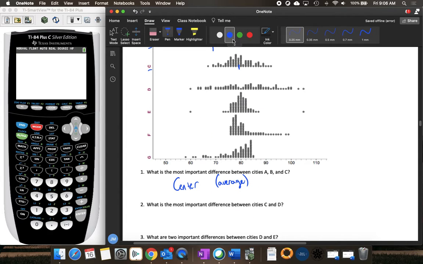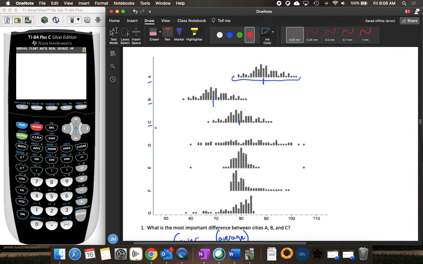Next, we want to talk about cities C and D. So what is the difference between what C looks like right here and what D looks like right here? Well, pretty clearly, they don't look the same. In fact, the center is actually probably about the same. If we think about what the average is, the middle of the data for D is probably right in here. And so they're both right around 80.